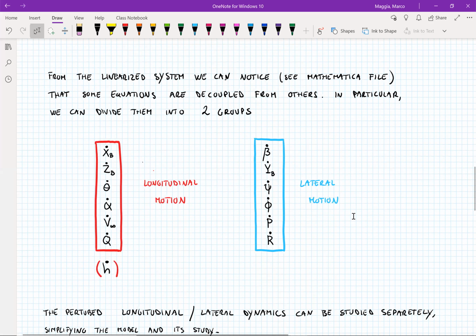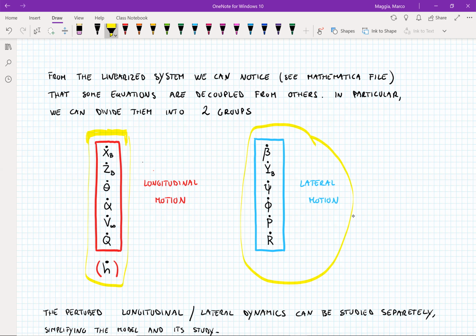All right, so as I said, we found 2 groups of states that can be separated because the linearized dynamics, at least, involving these 6 states is different and decoupled from the dynamics described by these other 6 states. As a matter of fact, it should be all delta because here we're actually dealing with the perturbation. It's a linearized system.